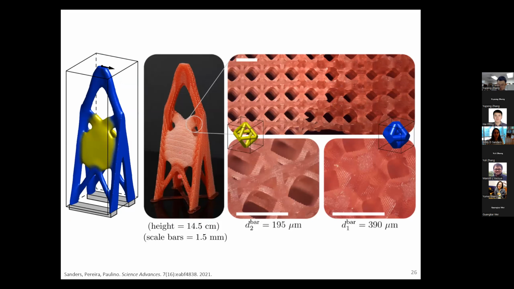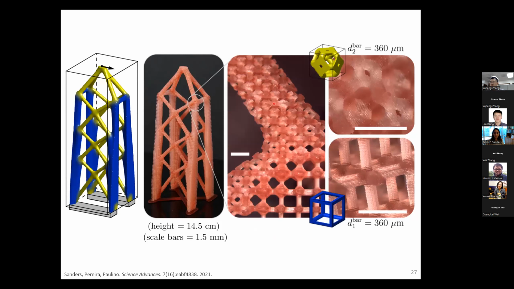They're each 14.5 centimeters tall. The unit cells have edge length 1.5 millimeters, and the smallest bar diameter that we were able to achieve on our Prusa masked stereolithography 3D printer was just under 200 microns. You can see the 2 different unit cells and the transition between them. Here's the second cantilever beam. Again, a very elegant transition between 2 totally different geometries.